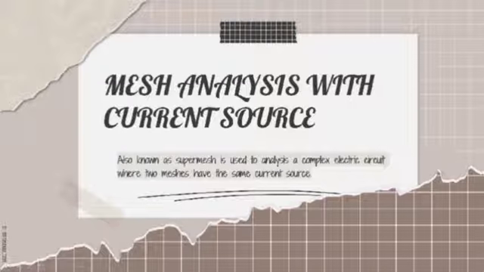Next, we need to know what is mesh analysis with current source. Mesh analysis with current source is a method used to analyze a complex circuit where two meshes have the same current source. This method is also known as super mesh.